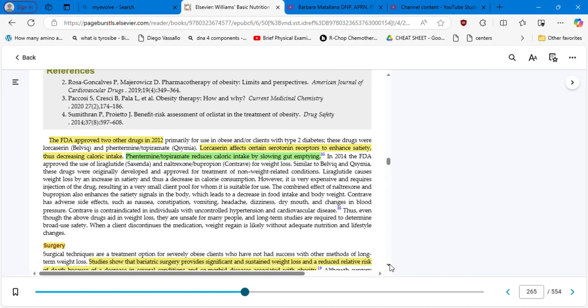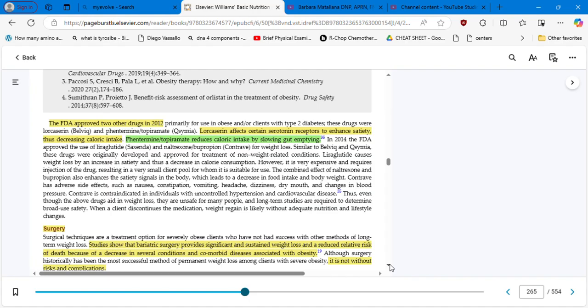Now, the FDA approved 2 other drugs in 2012. One drug is lorcaserin, which affects certain serotonin receptors to enhance satiety, thus decreasing caloric intake. Phentermine-topiramate reduces caloric intake by slowing gut emptying. That's another type of medication that is very well known as Qsymia. And the previous one is Belviq.